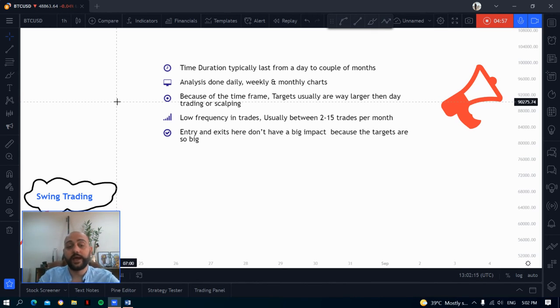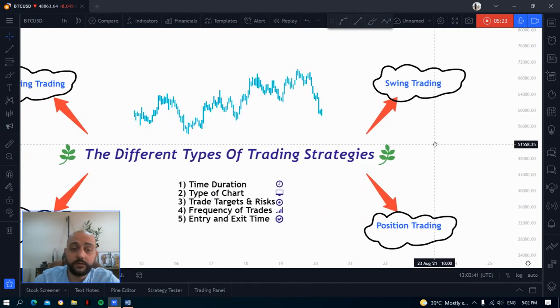Swing trading usually has a low frequency in trades, so they don't trade that much. They usually trade between 2 to 15 trades per month because of the higher risk and higher rewards as well. Entry and exit, same as day trading, doesn't have a big impact here because the targets are so huge, it doesn't matter if you entered at 52 or 53, your target is still 75. And that's everything you need to know about it.